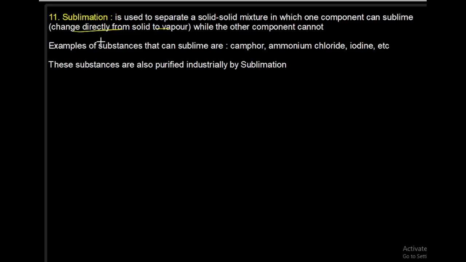Sublimation simply involves a situation whereby a solid changes state directly from solid to vapor. That is what sublimation is all about. It is used to separate a solid mixture in which one component can sublime, that is, change directly from solid to vapor, while the other components cannot. So whenever we have a substance that can sublime and one that cannot, we use sublimation.